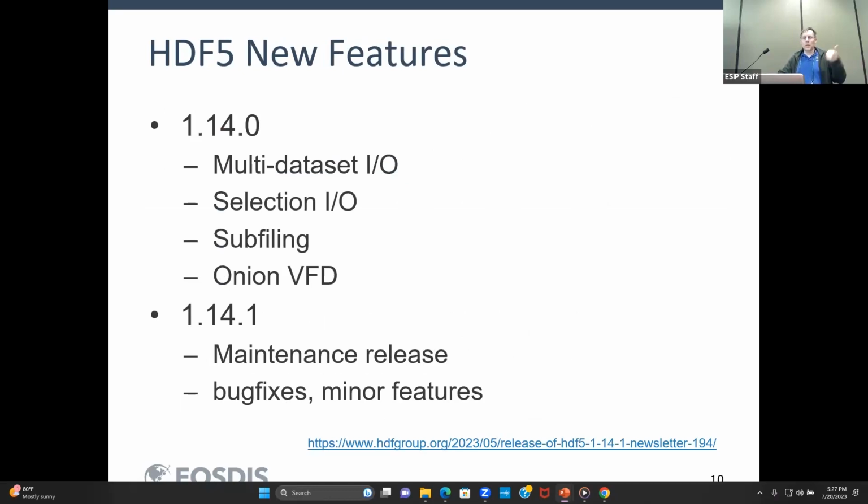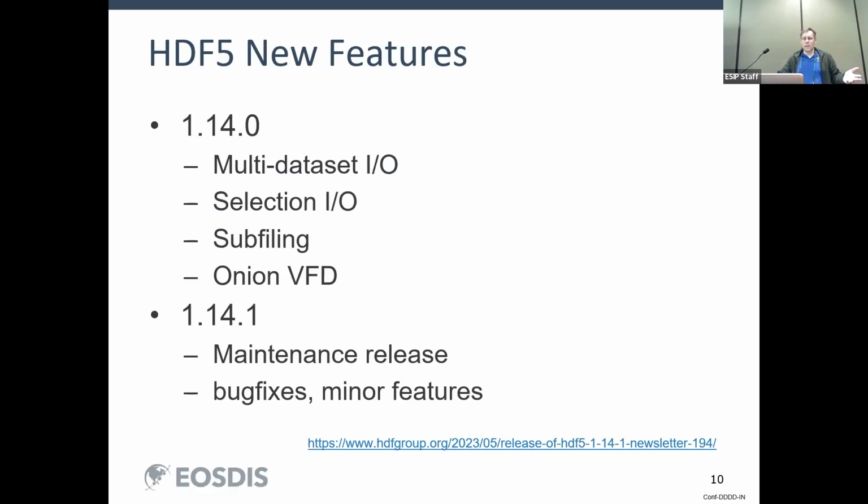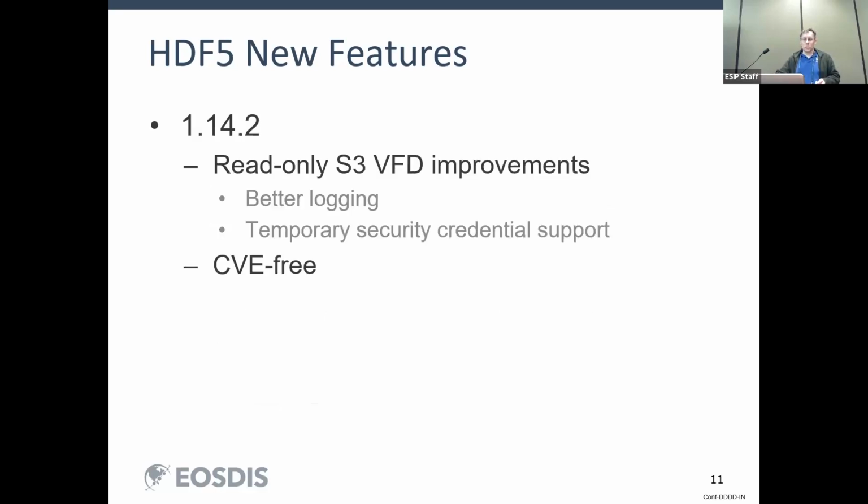So when 1.14.0 came out, that had all the stuff that I talked about the last time I was at ESIP: the multi-dataset IO, selection IO, subfiling, the Onion VFD. Those are all things that I've talked about at other talks. I won't belabor those here because we're short on time. 1.14.1, which just released, is a maintenance release that has bug fixes, minor features, and things in it. 1.14.2 should hopefully have that bug fix for the chunk offsets.